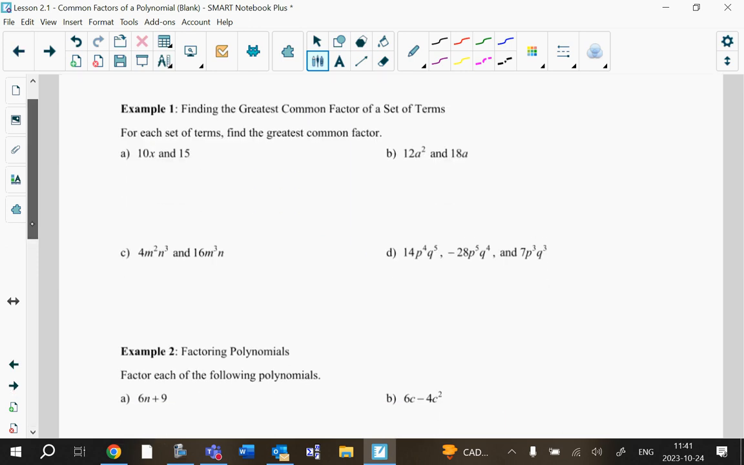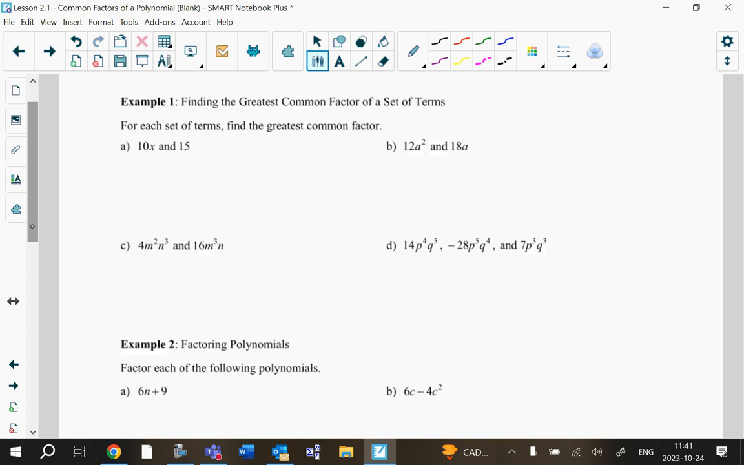So let's look at these. And they get progressively more complicated. But you'll start to see a pattern that will help you find the GCF quite easily. 10x and 15. 5. What about any x's? Can I put x's into both of them? No, because there's not an x here. So 5.